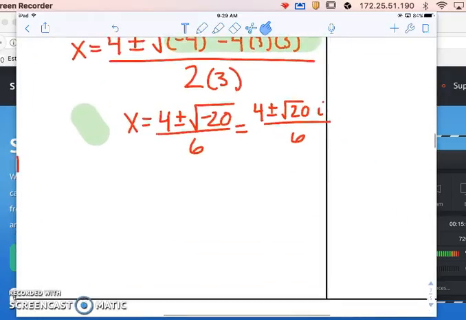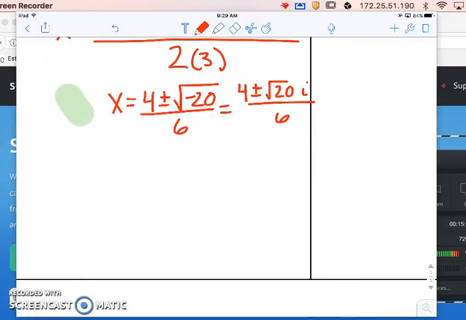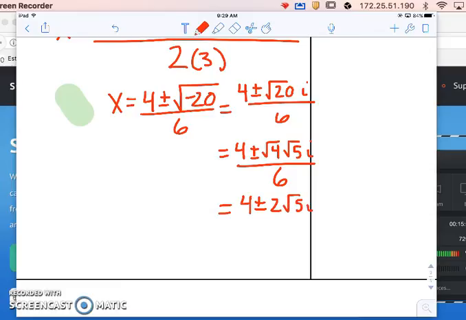And some of you might recognize you can simplify this, because this is 4 plus or minus the square root of 4 times the square root of 5i over 6, because 4 times 5 is 20. So we have 4 plus or minus 2 square root of 5i over 6, and then we can divide it all by 2. So we have 2 plus or minus the square root of 5i divided by 3.